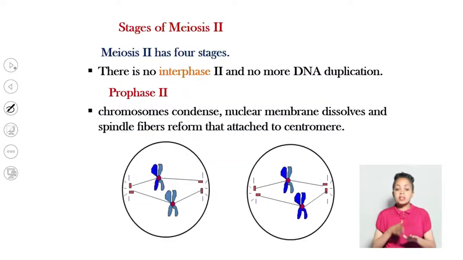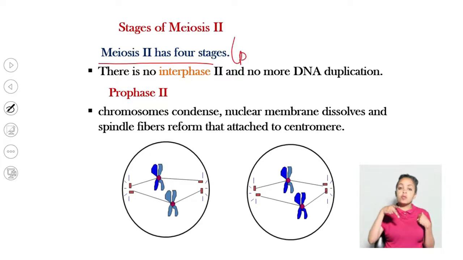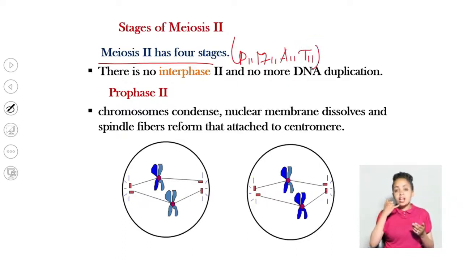Stages of meiosis II. Meiosis II has the same stages as meiosis I. The same four stages are found here too: prophase II, metaphase II, anaphase II, and telophase II. Each of these stages is part of meiosis II.